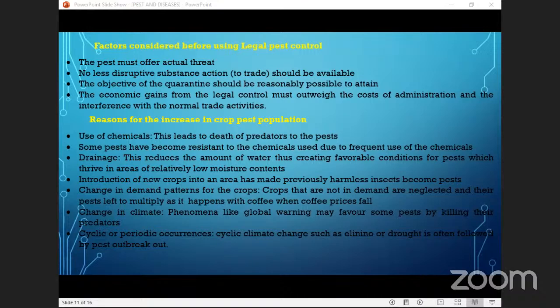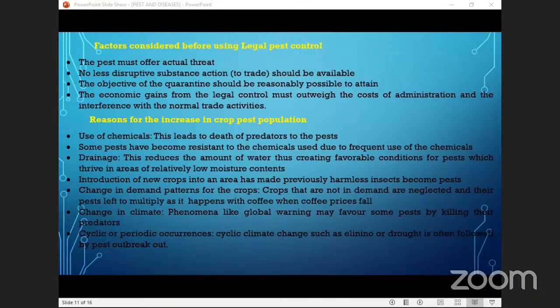And then there are other reasons for increase in pest population. What are those things which have increased pest population? Number one, use of chemicals. These chemicals have led to death of predators. Predators are biological agents which have ability to reduce the total population of pests. But if these chemicals kill the predators, the pest population will increase.